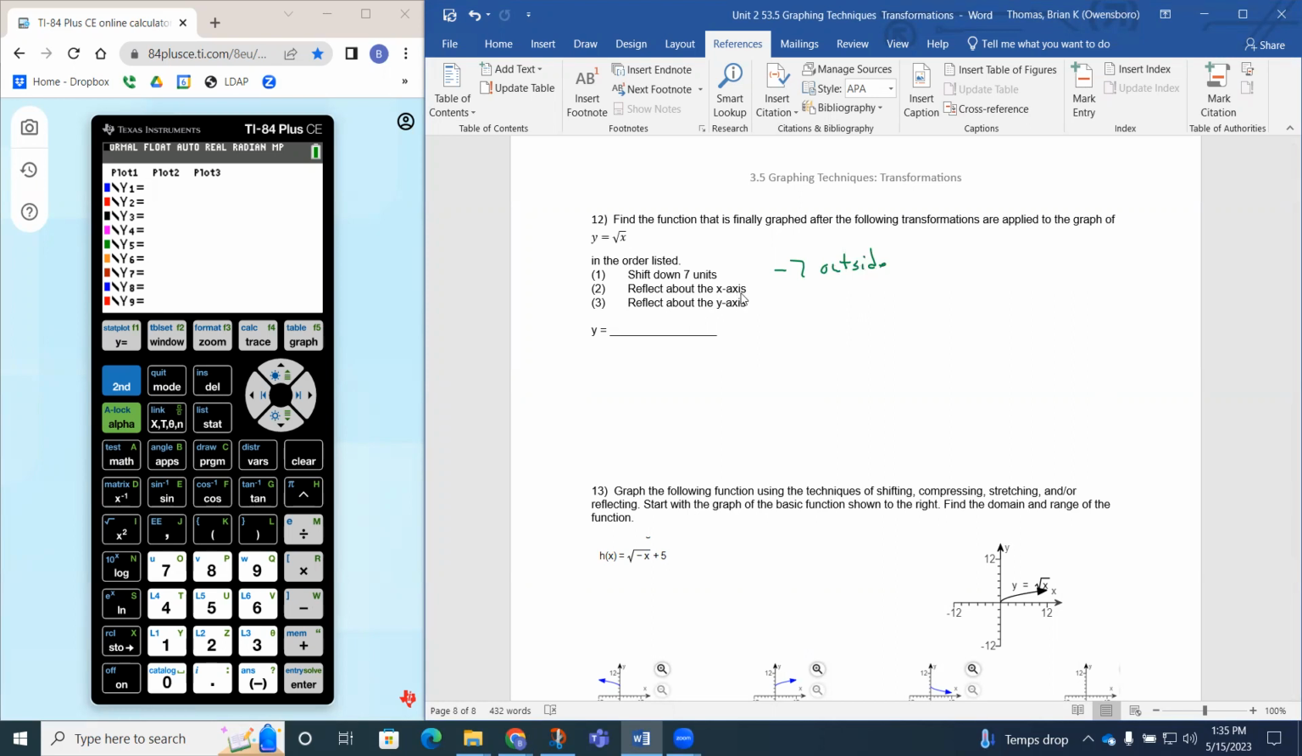And then a reflection about the x-axis. So that's an up and down. That's also a negative on the outside. That's going to be in front, though. It's going to be a factor.